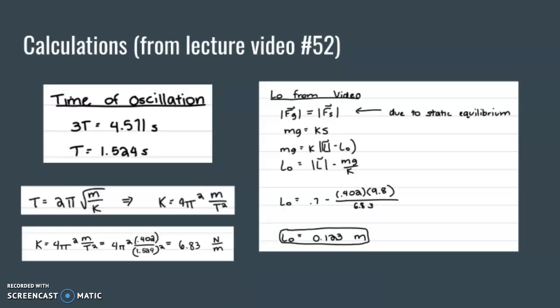I recorded a few calculations from the lecture video, the tracker, and the computer simulation. The time of oscillation was determined to equal 1.524 seconds. The spring constant equals 6.83 newtons per meter. The stretched length of the spring equals 0.123 meters.